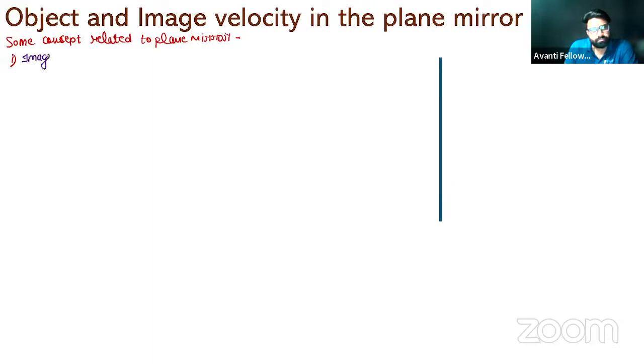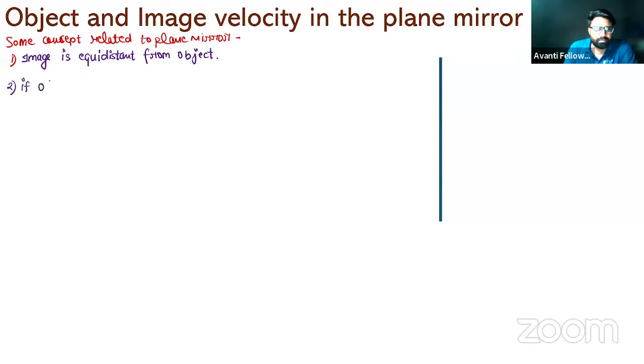Image is equidistant from the object, and this is only applicable in the case of plane mirror only. Got it?